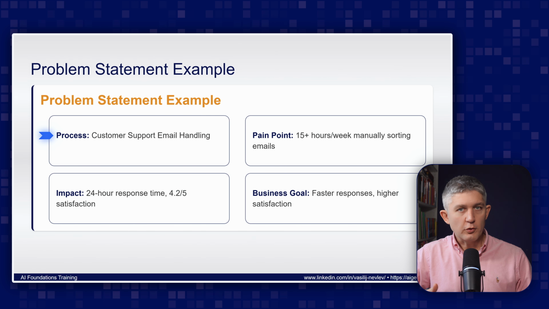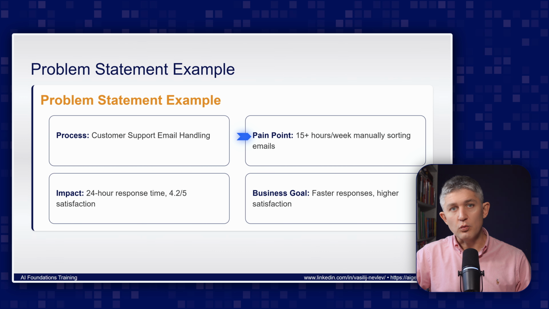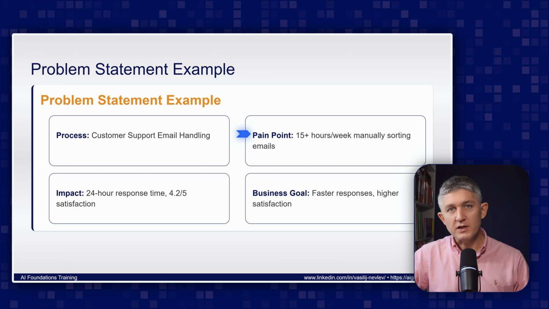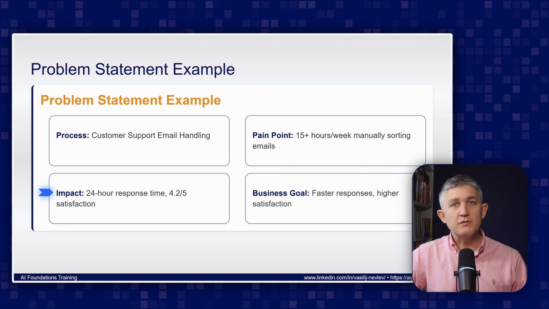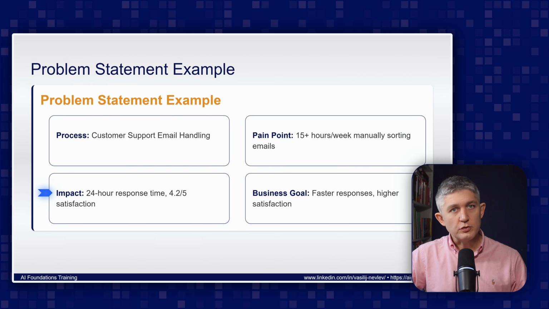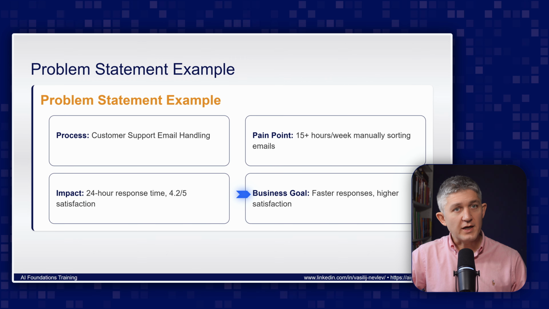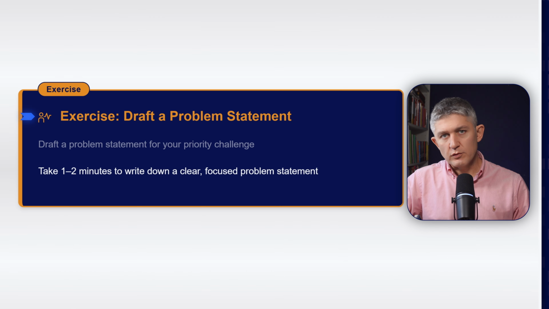Here's a clean example. Process, customer support email handling. Pain point, 15 or more hours per week wasted on manually sorting emails, with a 3 out of 5 stars for customer satisfaction due to slow response. Impact if AI implemented, 24-hour response time, 4.2 stars out of 5 satisfaction. And the business goals, faster response and a higher satisfaction. Simple, specific, and measurable. If you are doing it by yourself or with your team, spend a few minutes and draft a 1-paragraph problem statement for your priority challenge. Be clear, specific, and measurable.